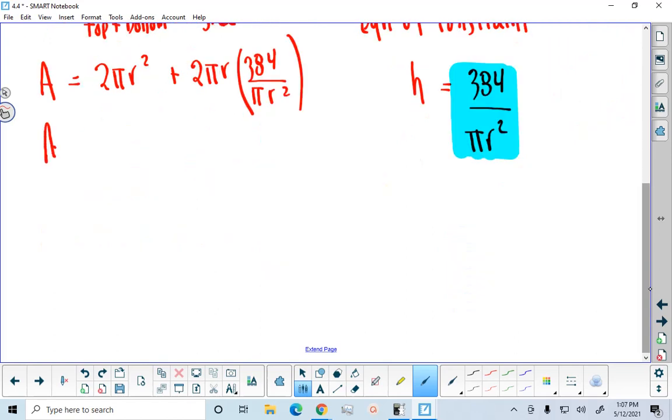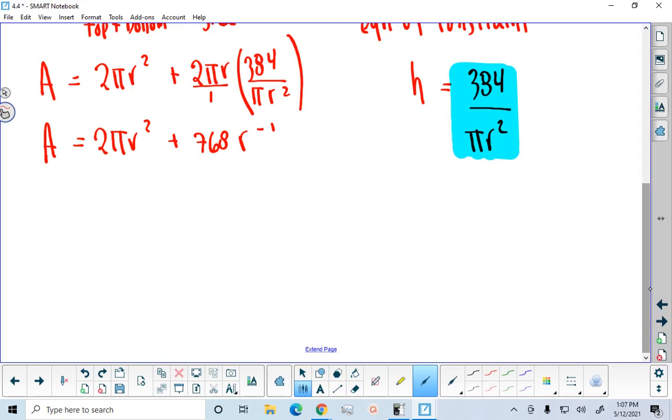So simplifying this, the surface area, which is representative of the cost, is 2 pi r squared plus, can somebody confirm that 2 times 384 is 768? Good. The pi's cancel. We have a pi on the top, and we have a pi on the bottom of that term. And I have an r on the top and an r squared on the bottom, so I end up with 768 over r, which for differentiation purposes, I'm going to write as 768 r to the negative 1.